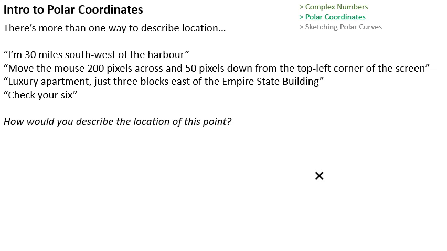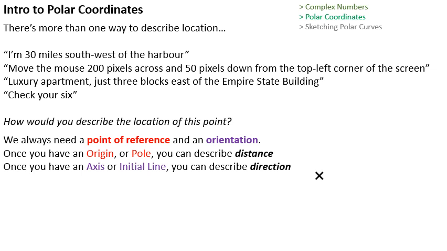So if you've got a description in mind, I want you to think about whether it satisfies the requirements I'm going to describe now. I think we always need some kind of point of reference and we need some form of orientation. In other words, you need some well-defined, agreed upon starting point. And you also need some agreed upon idea of a direction.